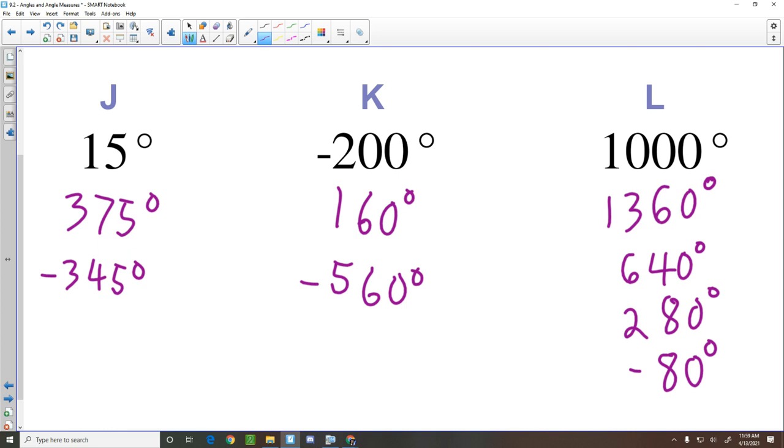trig values, essentially, if you evaluate them. Just like we tried out with the calculator with the 50 and the 410. They have the same sine, cosine.